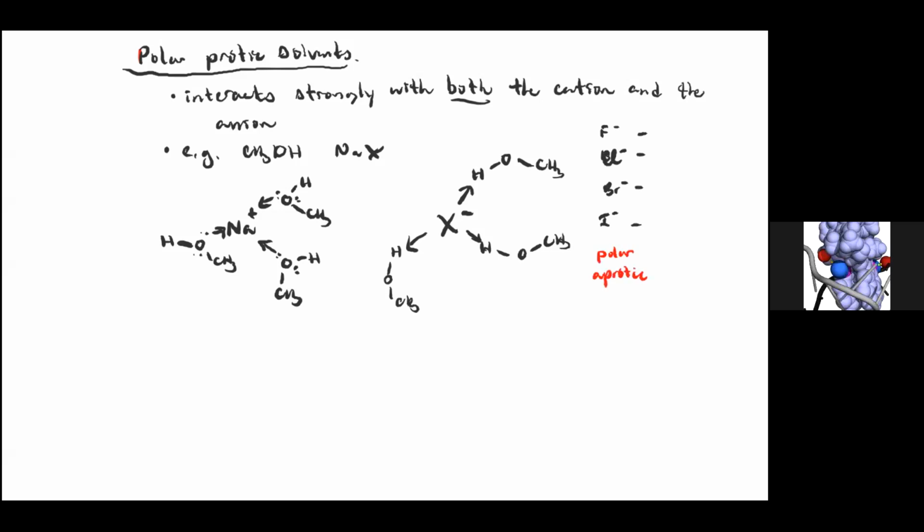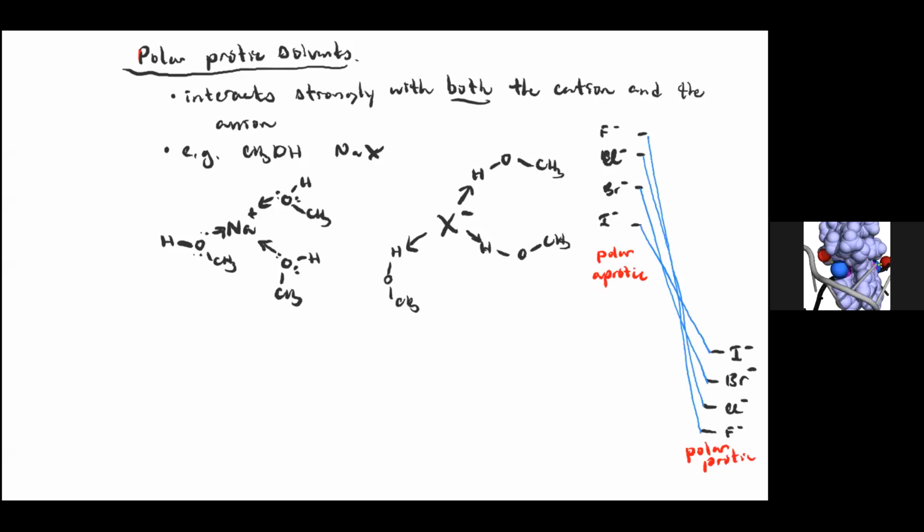And then when you switch to a polar protic solvent, the relative order changes. So now F minus is at the bottom. That's followed by Cl minus, Br minus, and I minus. And so, you know, we can connect these lines if we want. Okay.